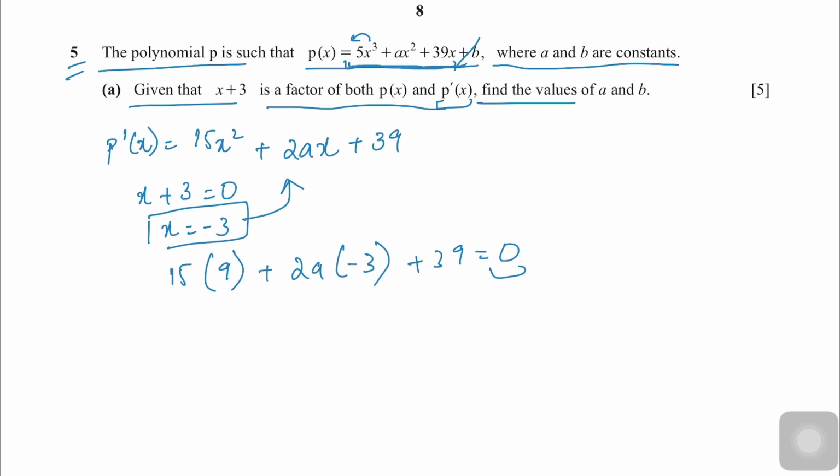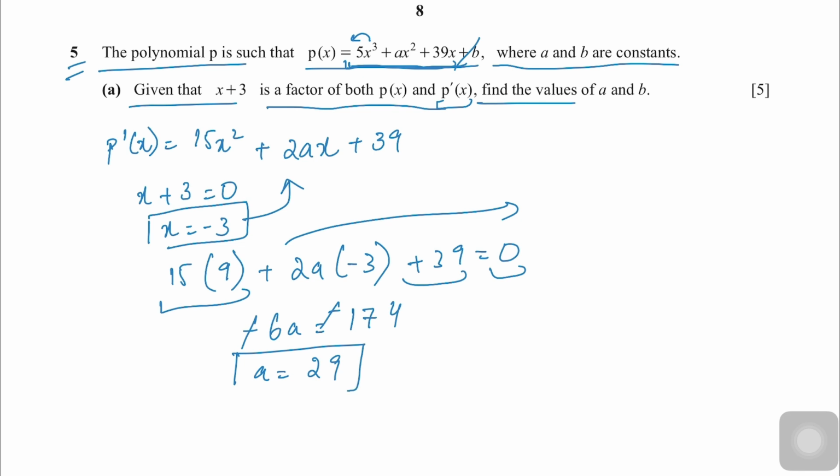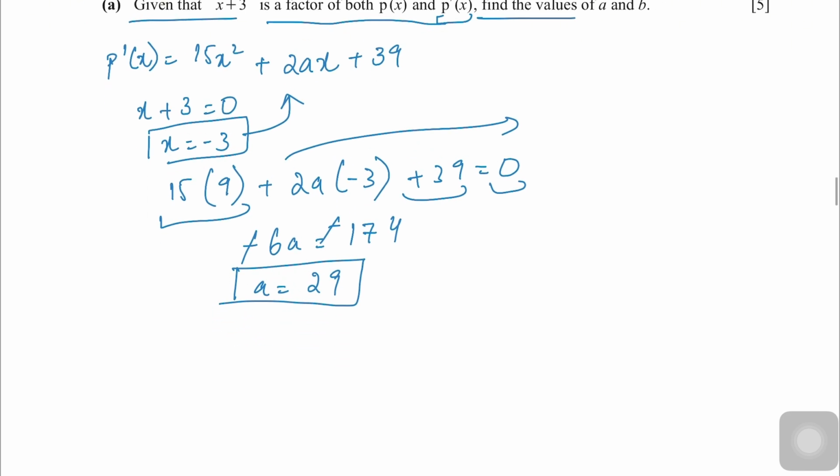So our remainder would be 0. So we'll be getting negative 6a. We get this as 135 and this is 39. These both will go over there, so this would be 174. This negative and this negative would be cancelled out. We'll get our a as simply 29. Now we can substitute this in the next equation as well.